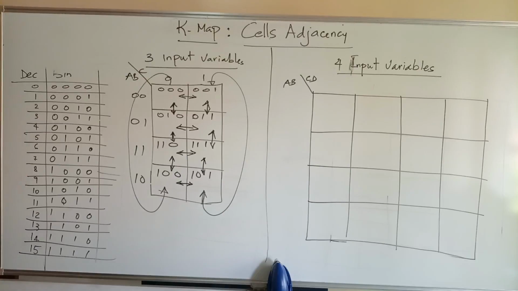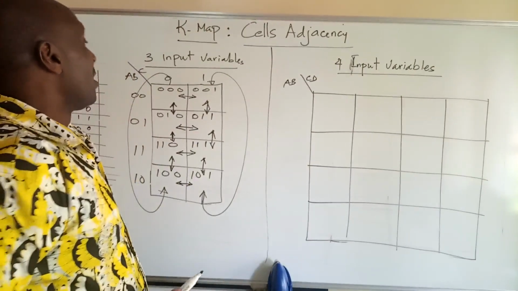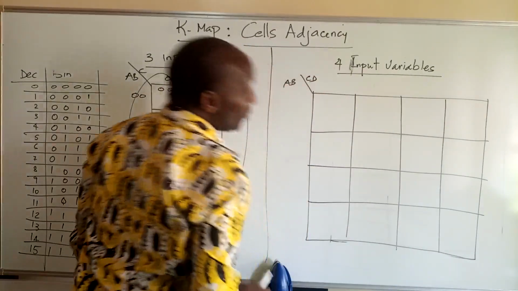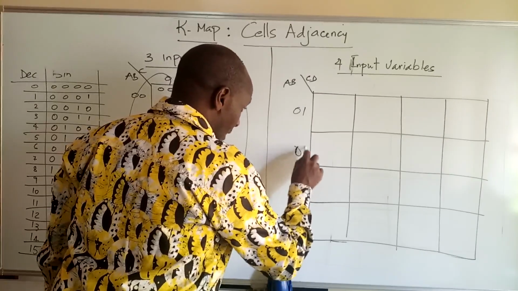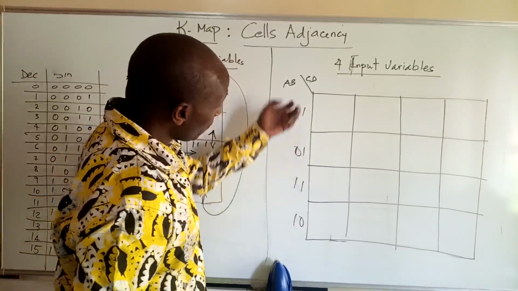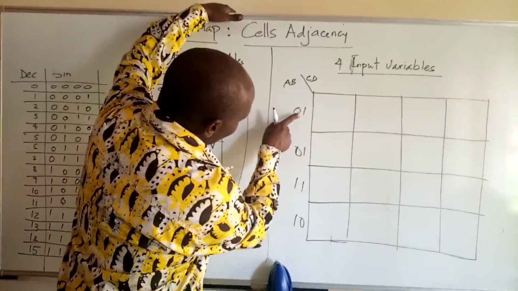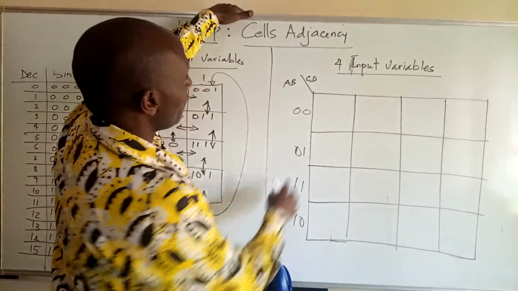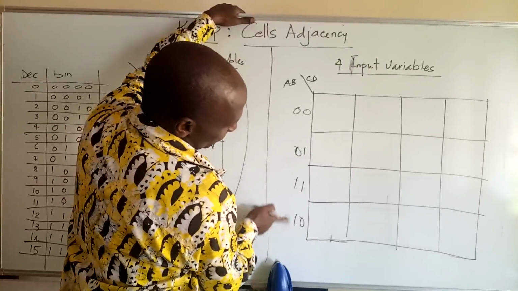Now, what happens in the four input variables? When you note down all values inside, you will find that as we have 0, 1, 1, 1, and 1, 0, these values are also adjacent to each other. Look, 0, 1, 0, 0, 1, 1. Oh, sorry, 0, 0. 0, 1, one change. So these two are adjacent. These two values are also adjacent.